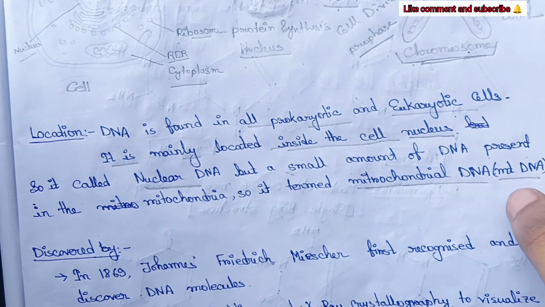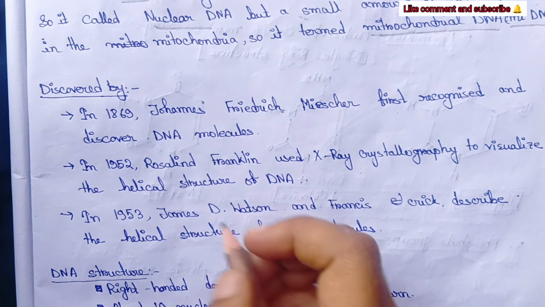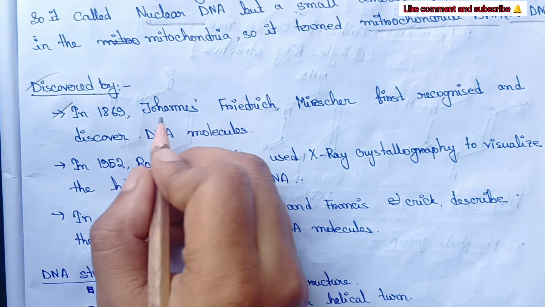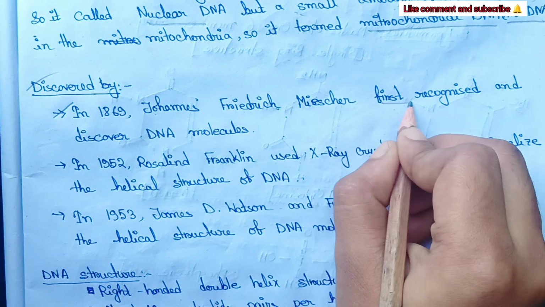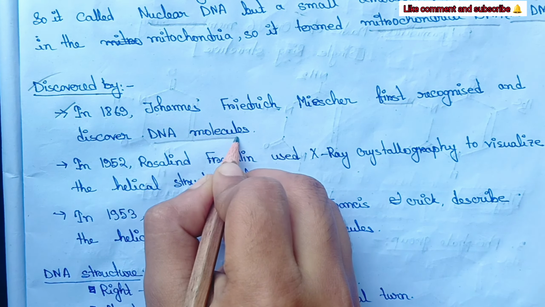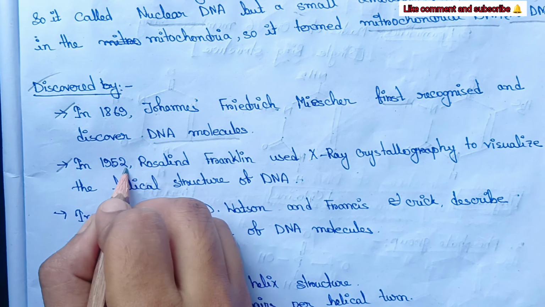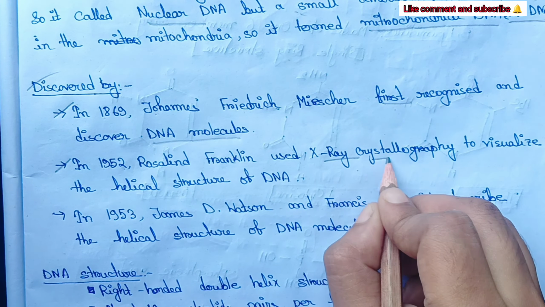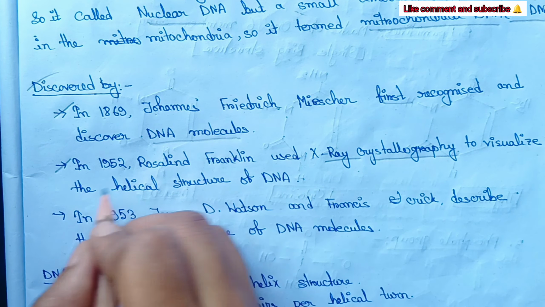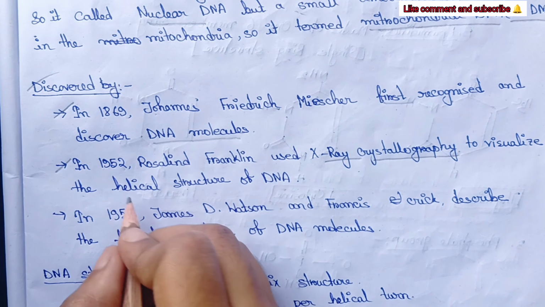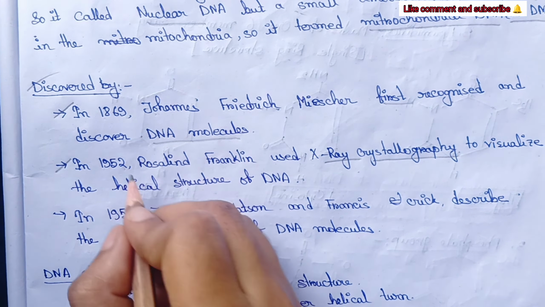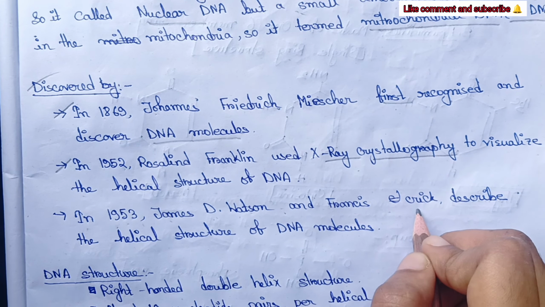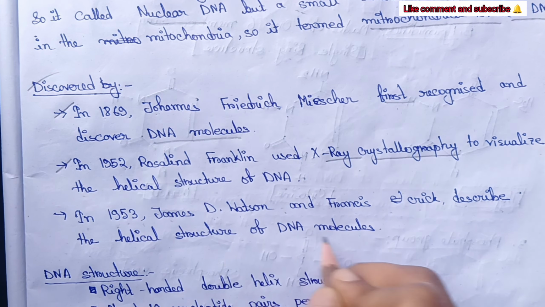Then, who discovered DNA? It was discovered in 1869. Johann Friedrich Miescher first recognized and discovered DNA molecules. In 1952, Rosalind Franklin used X-ray crystallography to visualize the helical structure of DNA. In 1953, after 1 year, James D. Watson and Francis Crick discovered the helical structure of DNA molecules.